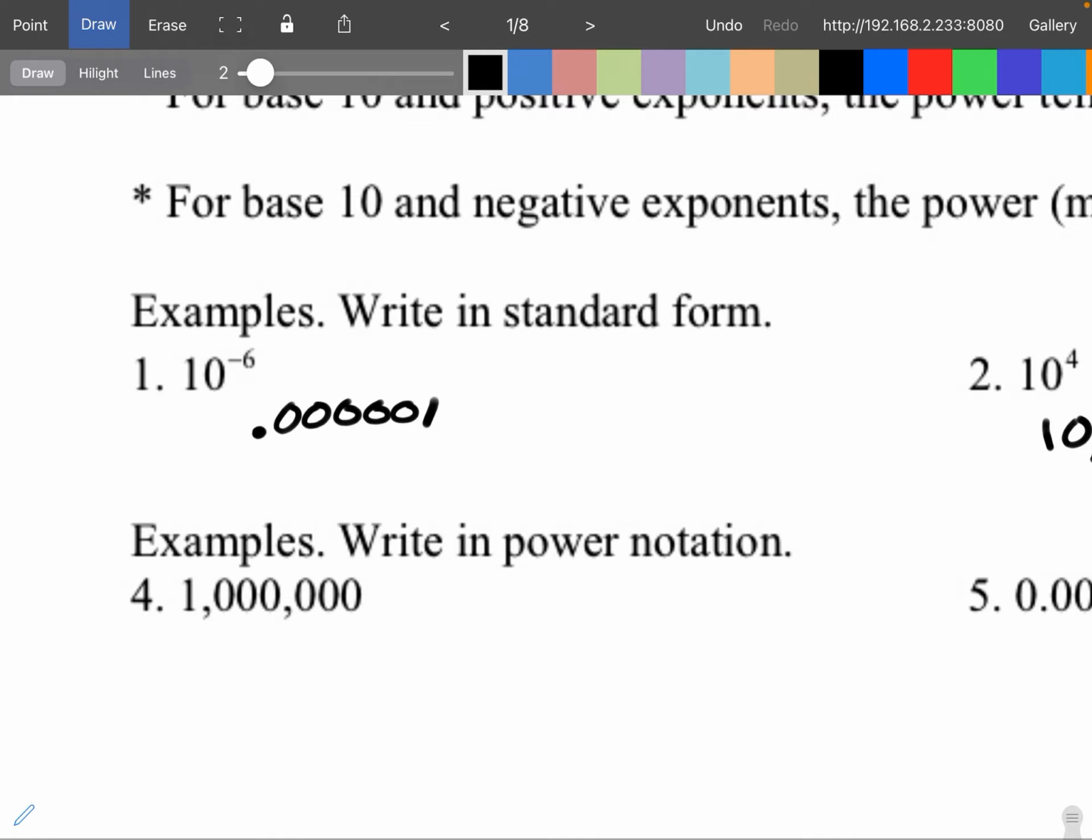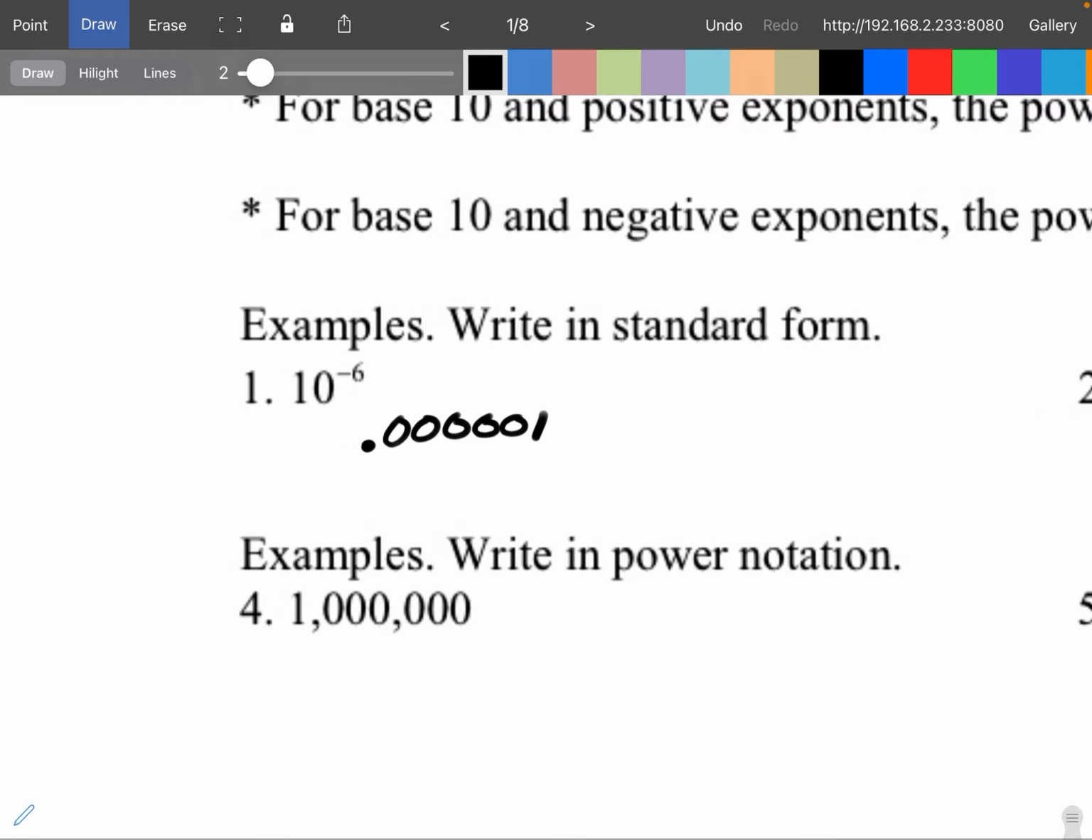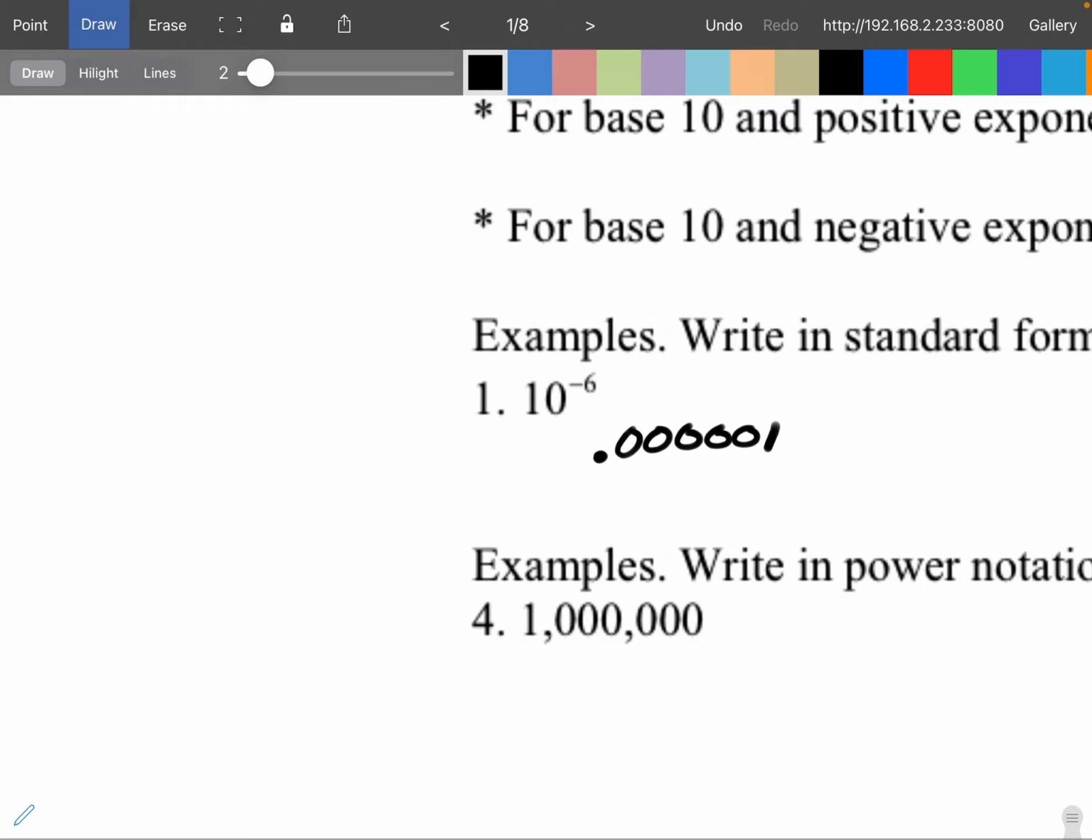All right? And that should make sense, right? If you look at 10 to the negative 6 power there, from the rules from the last section, that would mean 1 over 10 to the 6, right? Because if it has a negative power, you move it to the denominator. Well, 10 to the 6th is 6 zeros after the 1, right? So that would look like this.